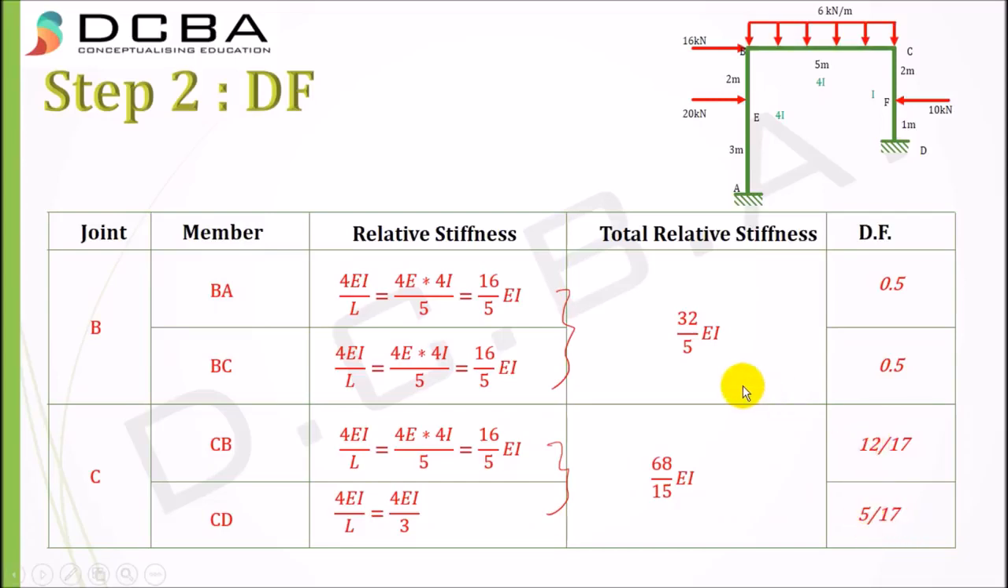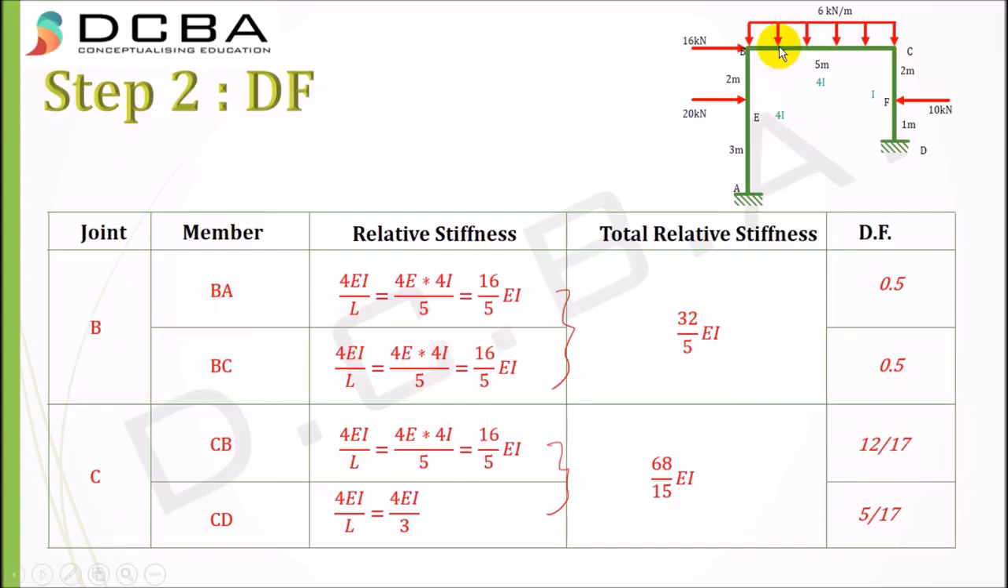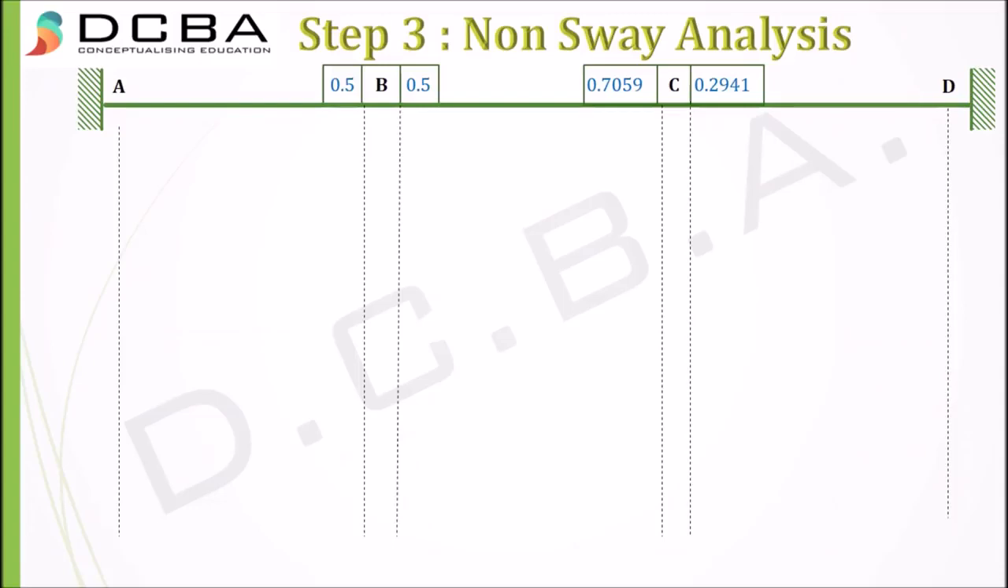Moving on to the next step, non-sway analysis. Since this is a problem in which there will be a sway, basically horizontal deflection, it will be solved in two steps, two methods basically. First is doing the non-sway analysis and then doing the sway analysis. In non-sway analysis, we consider that the frame is not going to sway, and we'll do the moment distribution iterations as we did previously, writing all the fixed end moments here.